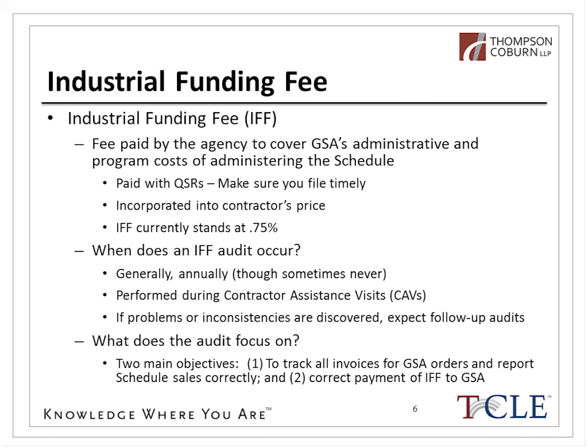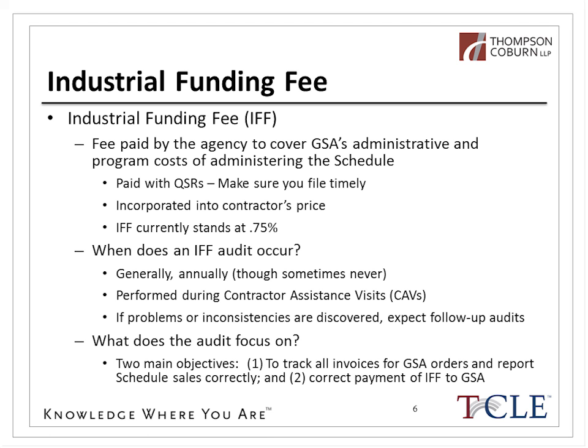If you're going to be a GSA Federal Supply Schedule contractor, you're going to learn that it's like being on a toll road. You can't be driving on this road without paying for it. And the way you do it is you pay what's called the IFF, the Industrial Funding Fee. This fee is paid by the agency to cover GSA's administrative and program costs of administering the schedule. And it's paid through the quarterly sales reports that you as a Federal Supply Schedule contractor are going to be filing, and as the slide makes clear here, you want to do these timely. They'll be all over you if you don't.